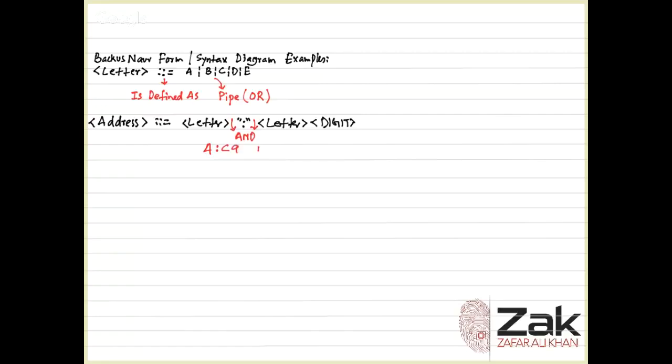So this 4C9 is actually complying with this syntax. This is a letter because it is out of A, B, C, D, E. A colon appears as is, then a letter, and a digit. It's correct. A99 is incorrect. Why is it incorrect? Because this 9 is not complying with this syntax, because it says a letter, colon, letter and digit. This is like a letter, colon, digit, digit.